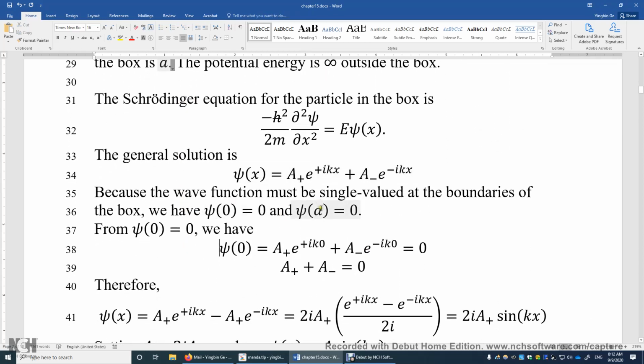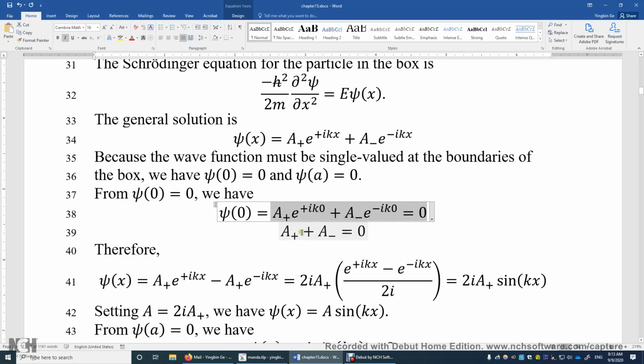Now we have two so-called boundary conditions. We know psi of 0 is 0. So we just plug in x equals 0 here and here. And then we know the sum is going to be 0 when x is 0. So we get this equation. e to the power of 0 is 1. So we know a plus plus a minus is 0. Therefore, this a minus is negative a plus. This wave function can be rewritten in this format because a minus is negative a plus.